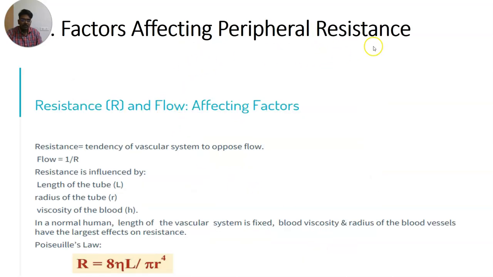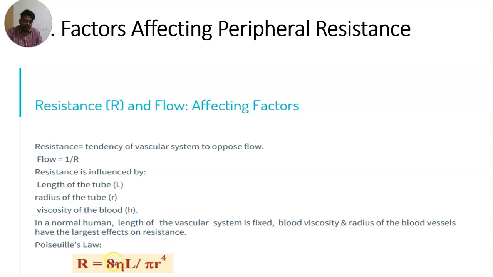Now next are the factors affecting total peripheral resistance. Resistance R and flow are the affecting factors, as postulated by Poiseuille's law. According to Poiseuille's law, resistance R is equal to 8 eta L divided by pi R raised to power 4, where eta is the viscosity of blood, L is the length of the tube through which the blood is flowing, that is the length of the blood vessel, and R is the radius of the blood vessel through which the blood is flowing.